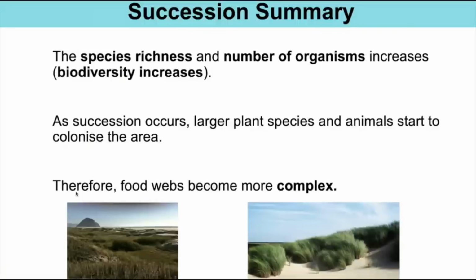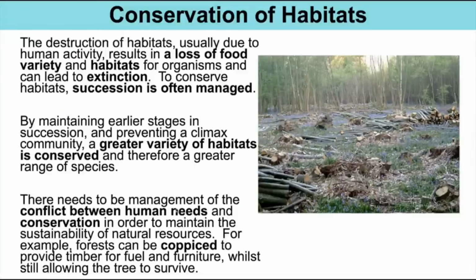So here's our summary from succession. The species richness increases, the number of organisms increases. That's why the biodiversity is higher. So as succession occurs, we get larger plants. That is going to attract animals as well, and you end up with these more complex food webs. Now, you can prevent succession from progressing, and that is a technique to conserve habitats.